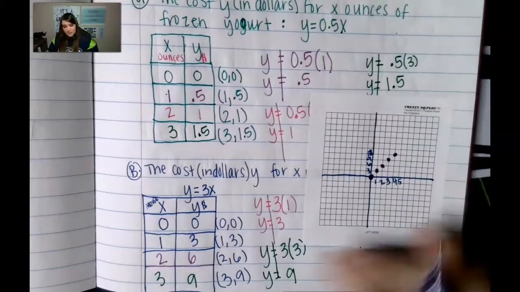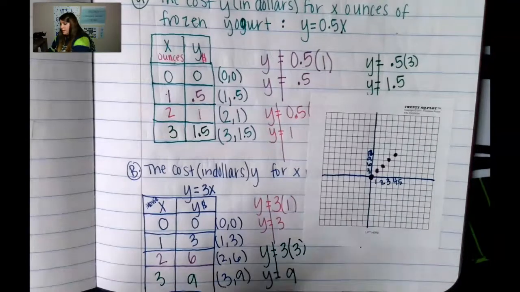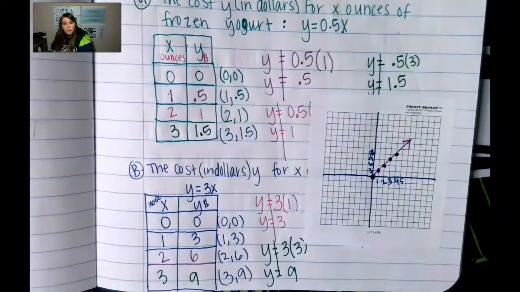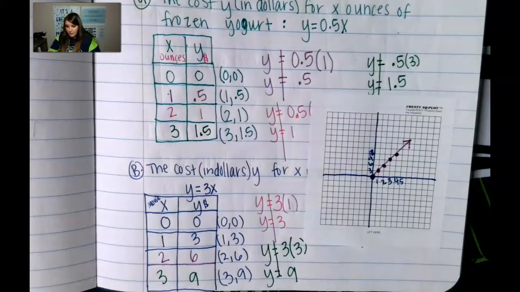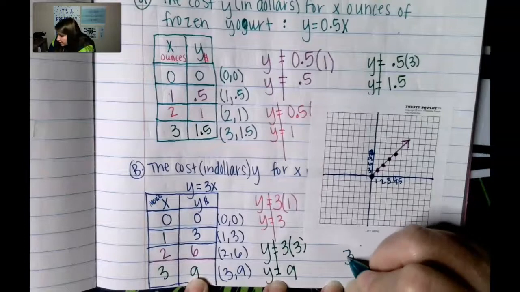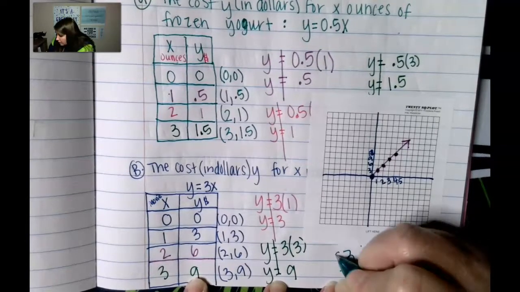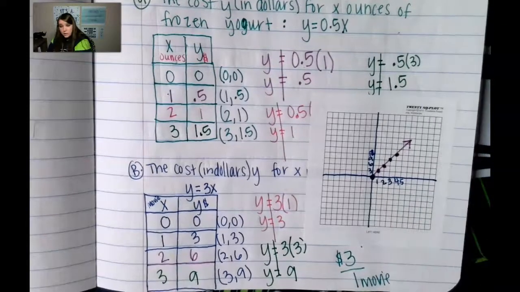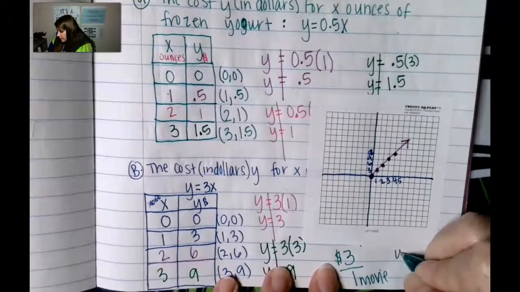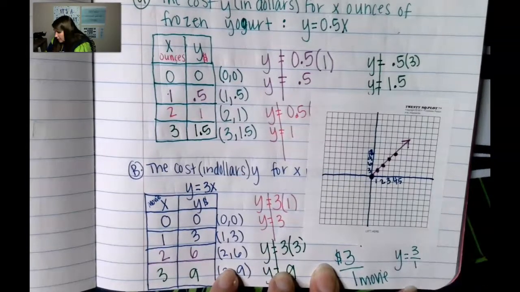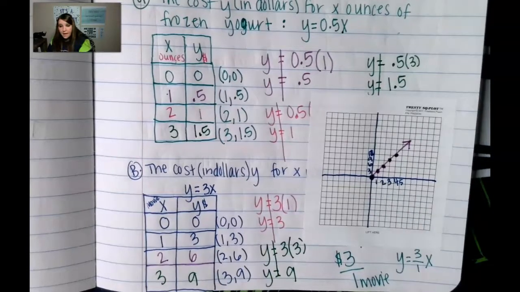So I can keep making a straight line with this because the rate is constant. It's the same rate every single time. Our rate, our constant of proportionality, is $3 for every 1 movie. That is our slope. So if I were to put this into y equals m x, our 3 over 1 is our slope times x.